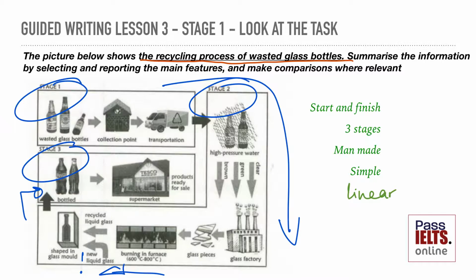Now we can have a look at what the overview could be. I've made some notes in green here. So I've talked about the start and the finish of the process, that it is 3 different stages, it's man-made, it's relatively simple and it's a linear process. And in blue I've highlighted the main features which I will include in the writing. Note here there's only 3 stages, so we will have to mention them all and probably all of the different steps in between, but in various degrees of information.